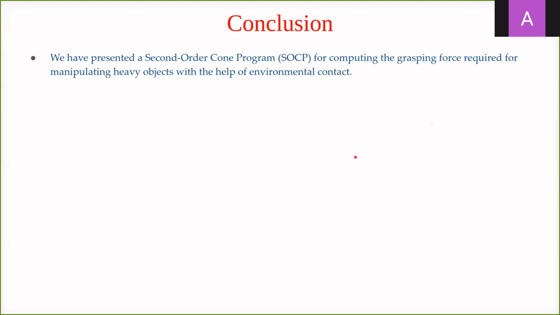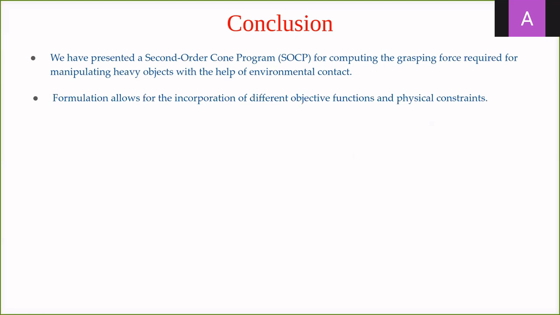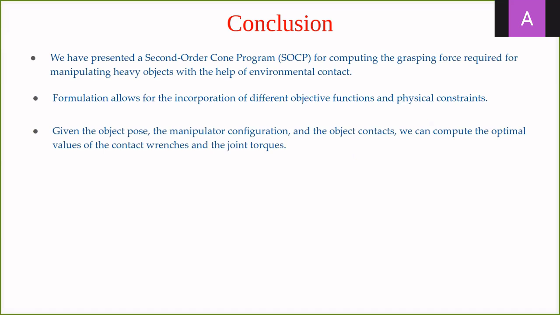In this paper, we have presented a second-order cone program for computing the grasping force required for manipulating heavy objects with the help of environmental contact. The formulation we have presented is flexible enough to incorporate different objective functions and physical constraints. Given the information regarding the object, the manipulator, and the object contacts, we can compute the optimal values of the contact wrenches and the joint torques.